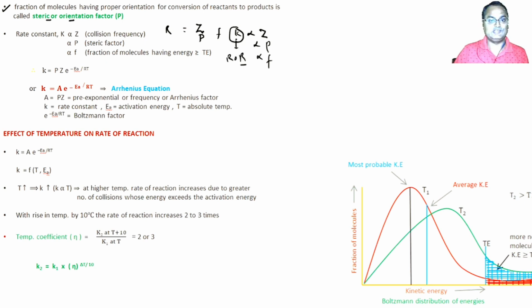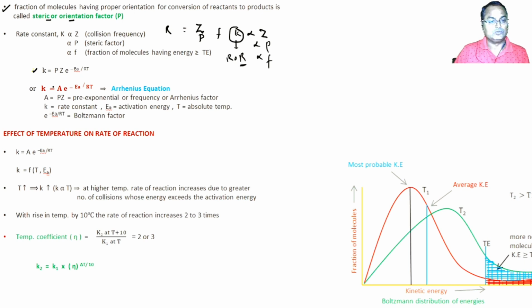So we can say that K is directly proportional to Z, the collision frequency, or to P, or to F. So the rate of reaction is directly proportional to the collision frequency, and depends upon the steric factor and the fraction of molecules having energy greater than or equal to threshold energy, right? So we see that K, the rate constant, is equal to P Z e to the power minus E upon RT. This is F, this is the value of F, right?